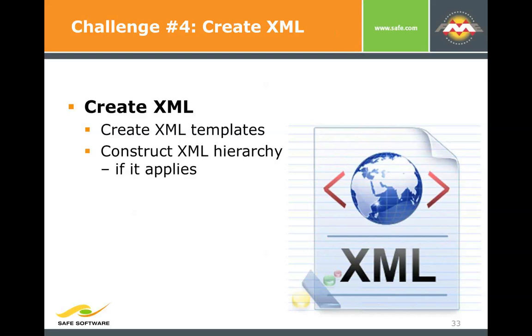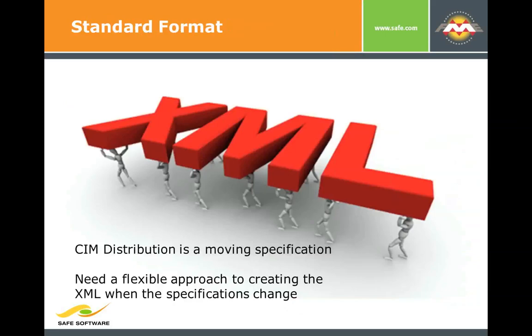The trouble in CIM is it's a moving specification, so our little guys are running around with our XML as it changes as we speak. So that is a problem for us, trying to nail down which particular flavor of CIM, particularly on the distribution side if you're into the distribution modeling. So we need a flexible approach to creating this XML as the specification changes, and something that we can update as we go.